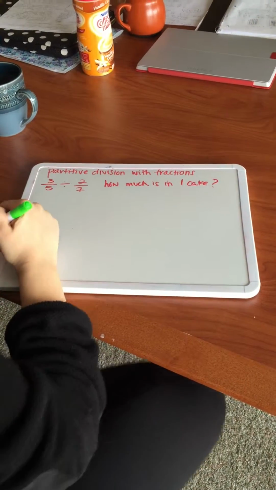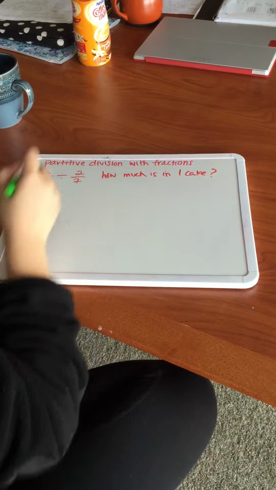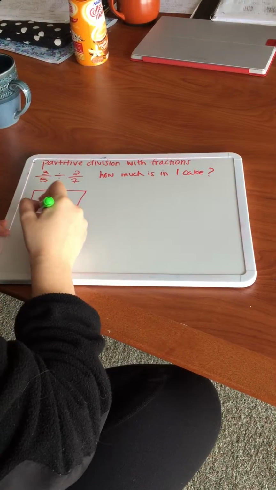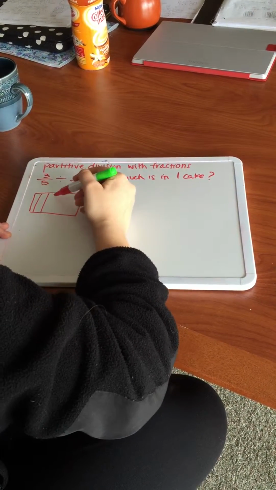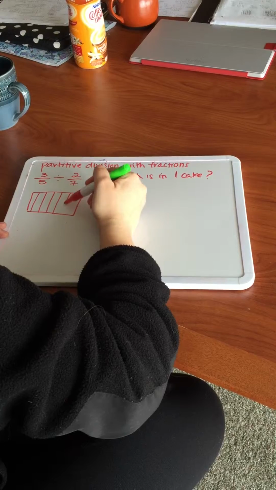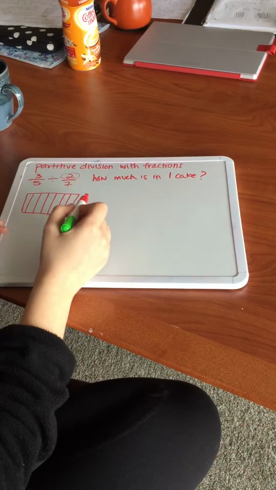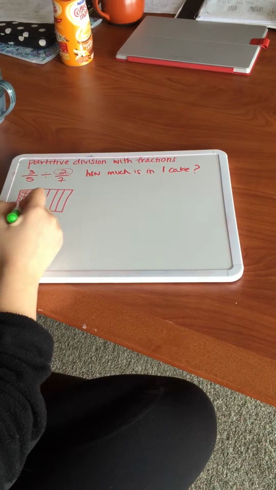So what we're going to do is, to make this a little easier, we will visualize how much this cake is. So we'll draw out a rectangle just because that's the easiest way to look at it, and we're going to divide it into 7 pieces. So 1, 2, 3, 4, 5, 6. So within that, we know that we have 2/7. So we're going to shade in one of them and then 2 of them.